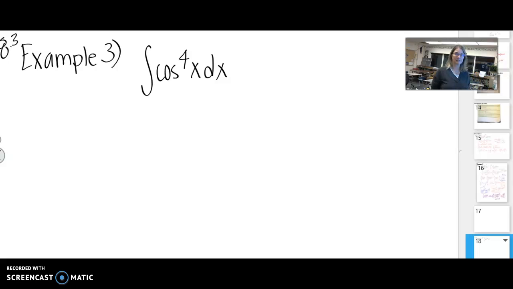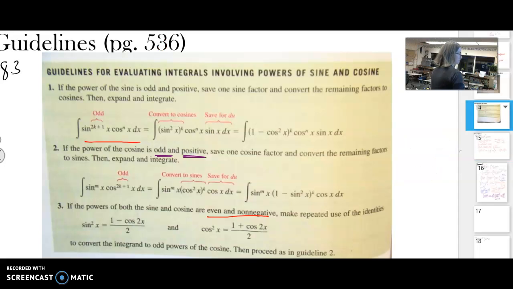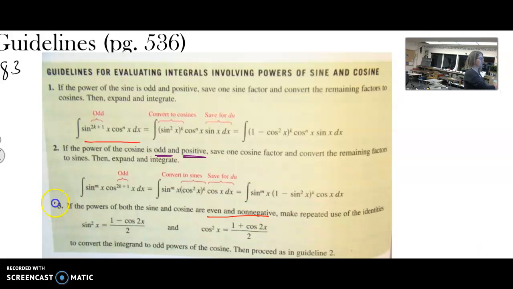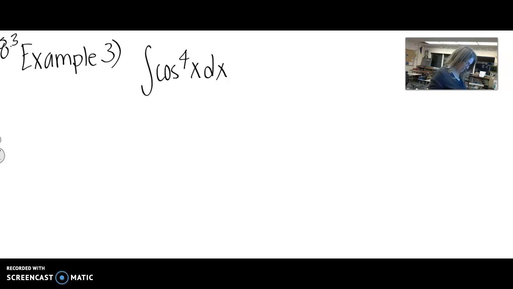All right, here we go with our third example with integrating trig functions to powers. So in this case, in example 3, we have cosine to the fourth power of x. And if you check out your guidelines, if powers of both sine and cosine are even, so I'm looking at this third. If they're both even and non-negative, make repeated use of these identities. So we're going to use that identity right there, called the half angle identity. And we have it to the fourth power, not the second power.